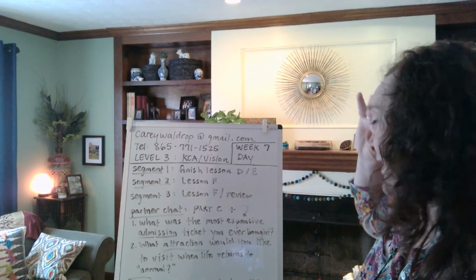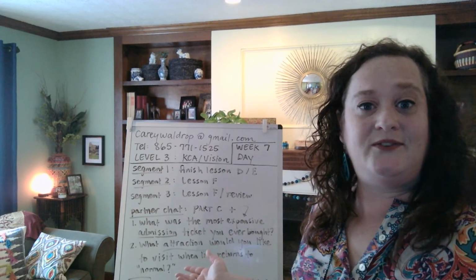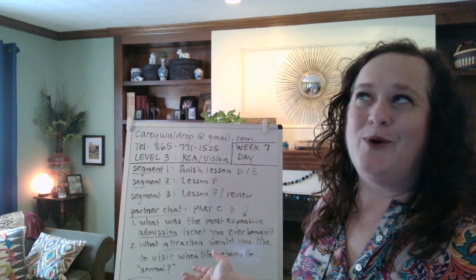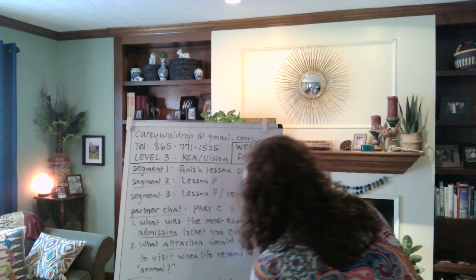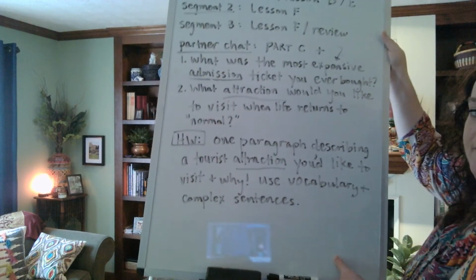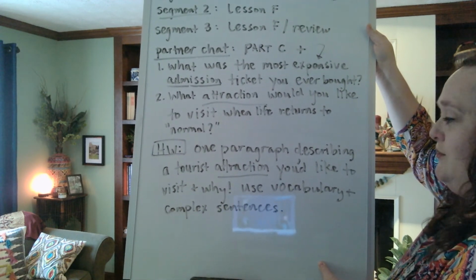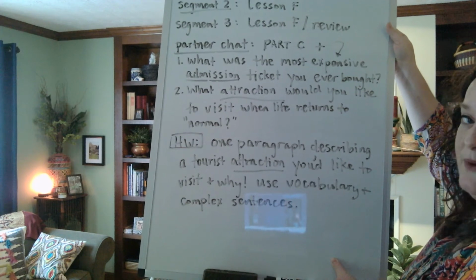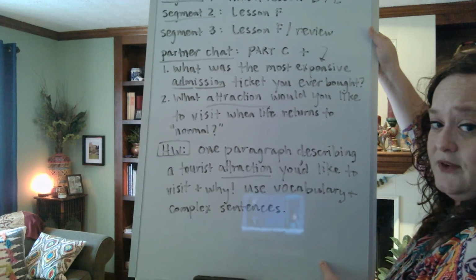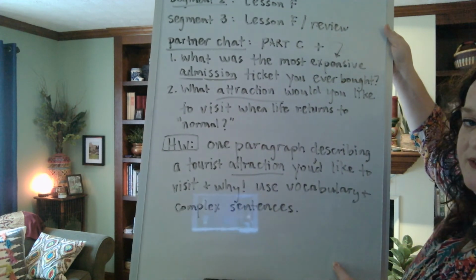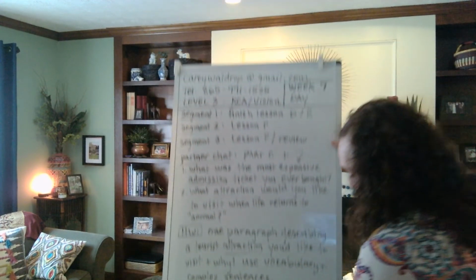Okay, and so let me mention about your homework for this week. I should say homework for day 2. Let me maybe hold this up for a moment. Okay, so if you can see it, write a 1 paragraph describing a tourist attraction you'd like to visit and why, we mentioned, but use vocabulary and complex sentences. So use vocab and complex sentences.